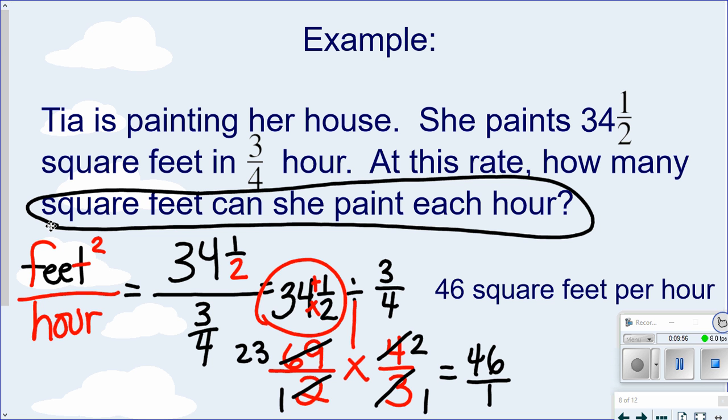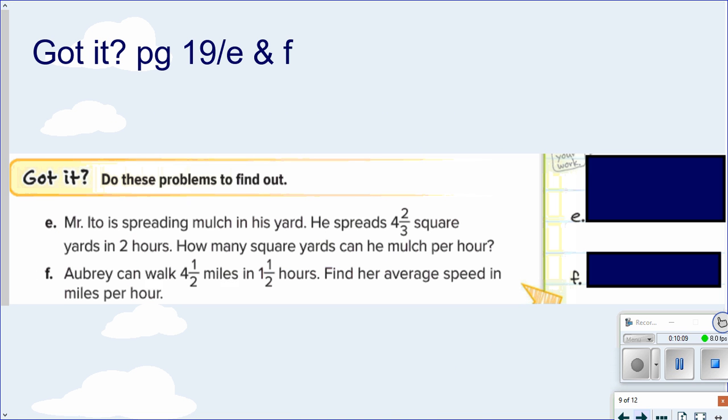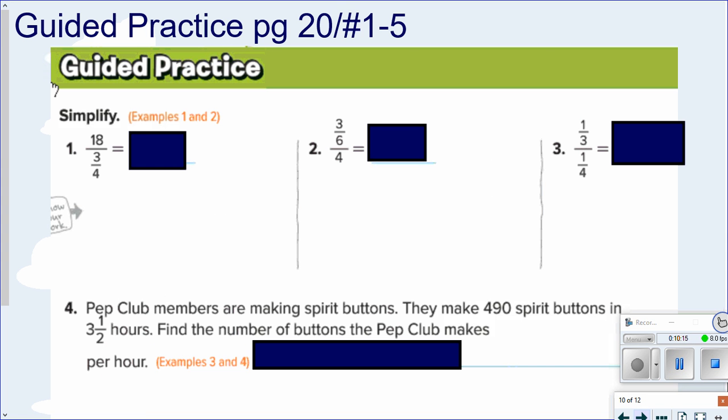I hope these examples helped you. What you're going to work on now is Got It, page 18. There's some practice problems. Got It, page 19. So this is 19. There's also some on page 18. And we're going to work on some of the guided practice on page 20. So pages 18, 19, and 20 are the problems where you can find some additional practice and try this on your own.